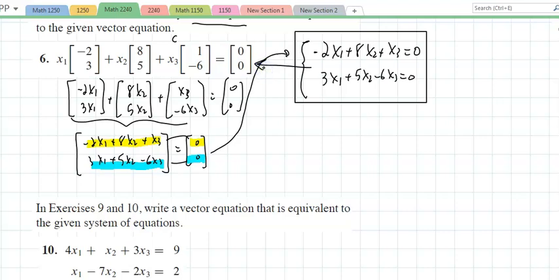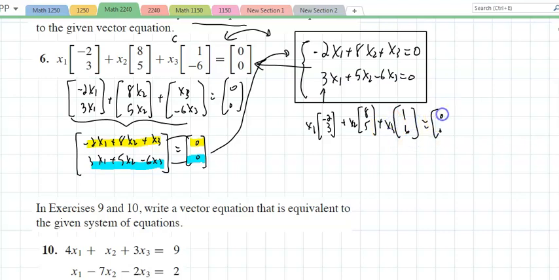You could do all of these steps, but they're expecting within the next section, I think, you're going to start working back and forth between this and this automatically. You're going to start writing that as (-2, 3) multiplied by x1 plus x2 multiplied by (8, 5) plus (1, -6) multiplied by x3 equaling (0, 0). Also, they're going to assume from this you could come up with the augmented matrix directly.